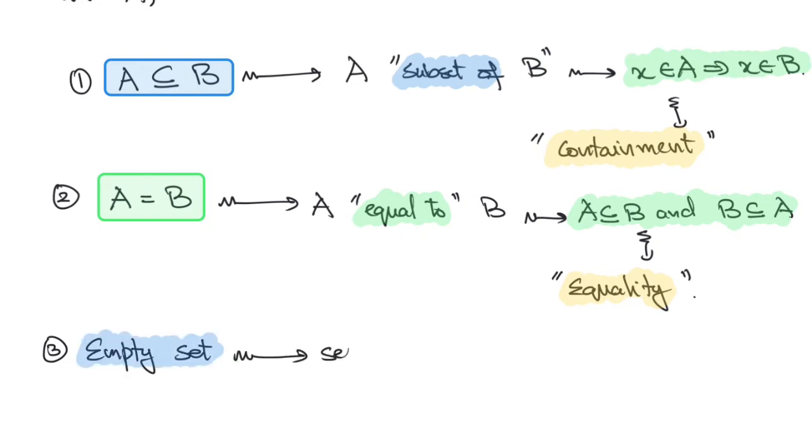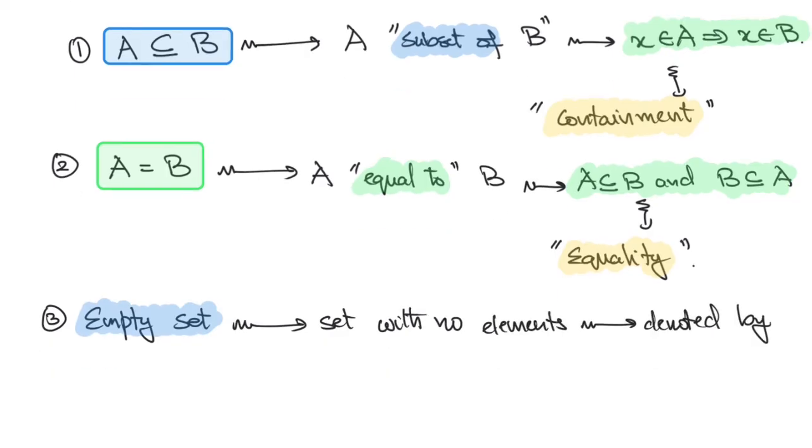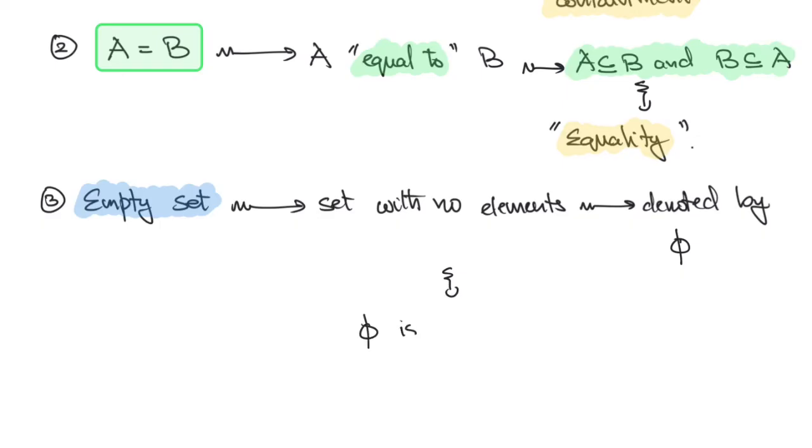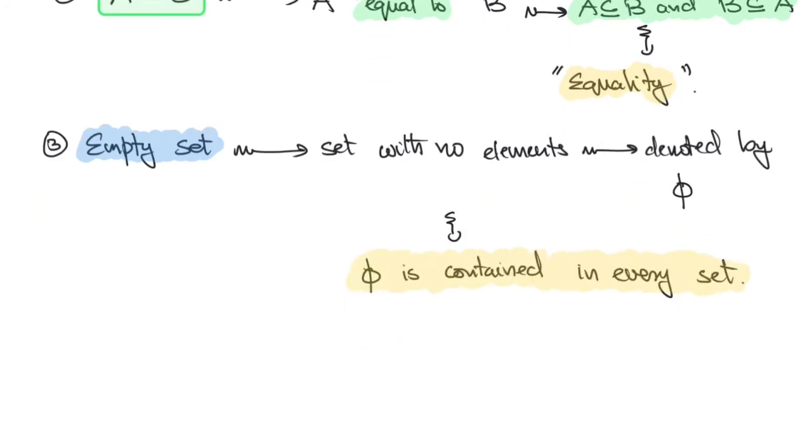The empty set is the set that contains no elements. This is typically denoted by phi. An important property is that phi is contained inside every set. Some operations with sets are as follows.